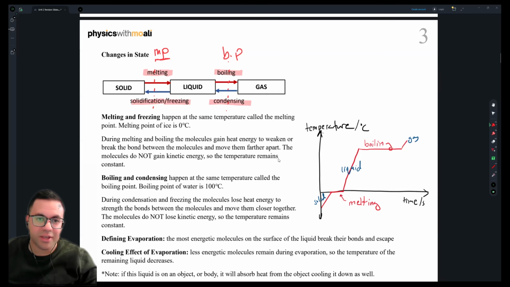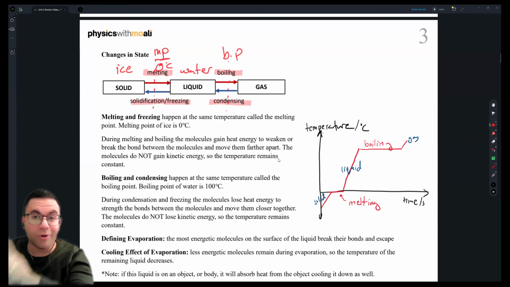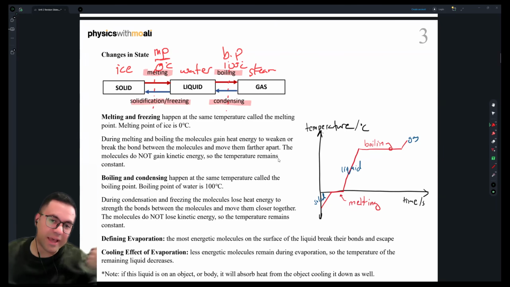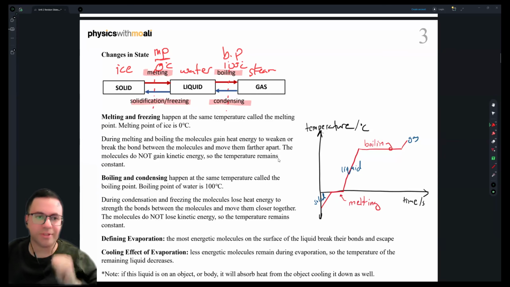That's the difference. So for example, and this is the only substance you memorize, ice melts to water at 0 degrees Celsius. But water also freezes to ice at 0 degrees Celsius. What's the difference? Are you giving it heat or are you taking it away? Water boils into steam at 100 degrees Celsius. Steam condenses back to water at 100 degrees Celsius. Again, are you heating or are you cooling? Okay. Very good.